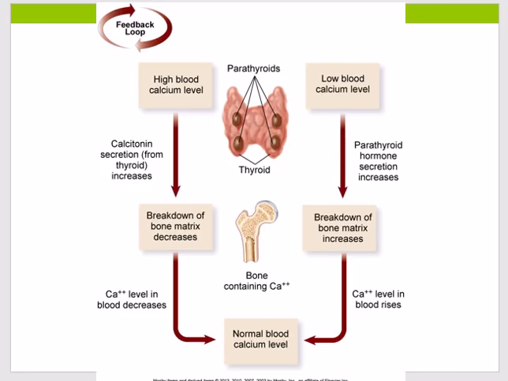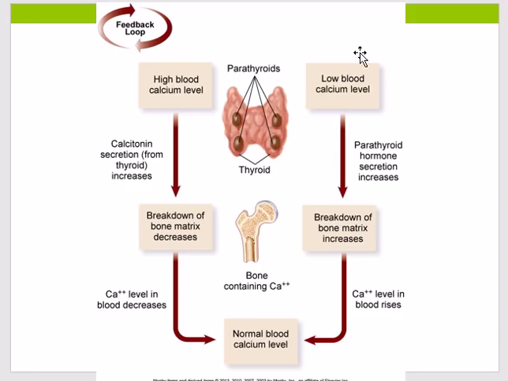So on the posterior surface of the thyroid gland, you can see these distinct regions here called the parathyroid glands, and there's 4 of them. And it's the parathyroid glands specifically that produce the parathyroid hormone. Okay, so we know that calcitonin is produced here and parathyroid hormone is produced here, but specifically parathyroid hormone is produced by the parathyroid glands.